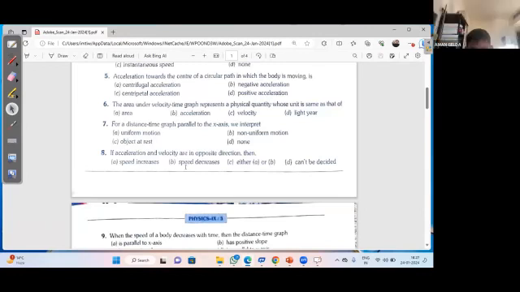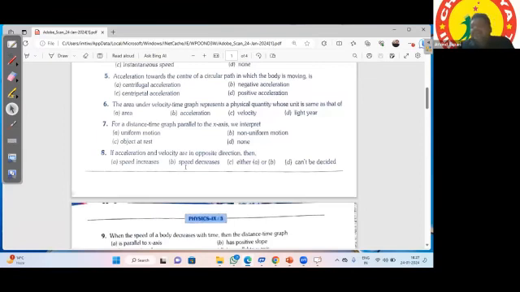Sir, is it B? Yeah, it's correct. The correct option is B. The speed decreases if the velocity and acceleration are in opposite directions.